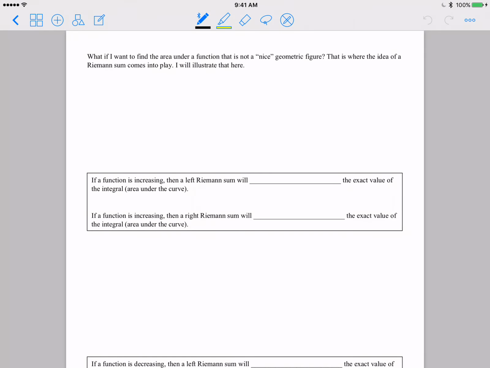Well, what if I want to find the area under a function that's not a nice geometric figure? In pre-cal, you learned how to find a definite integral as long as the function was a really nice geometric figure, for instance a circle or a triangle or a rectangle or something like that. This is where the idea of a Riemann sum comes into play, and I'll illustrate that here using an increasing function.